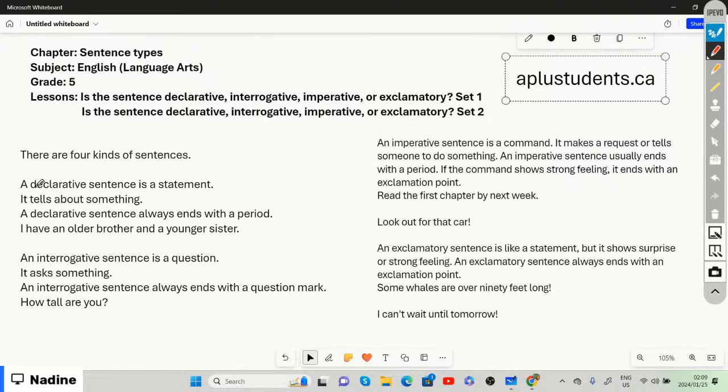So a declarative sentence is basically a statement, and it tells you about something. It's just telling you about anything. If it tells you about something, it does not require you or the next person to respond.